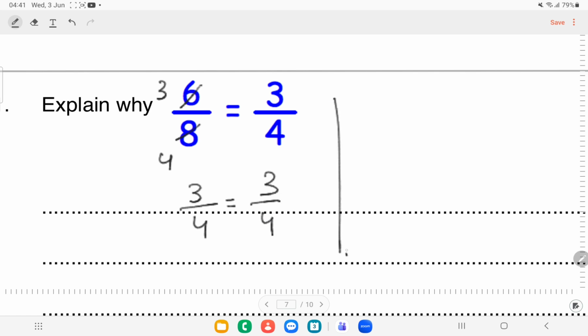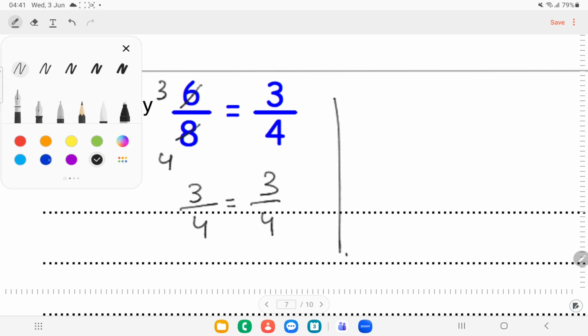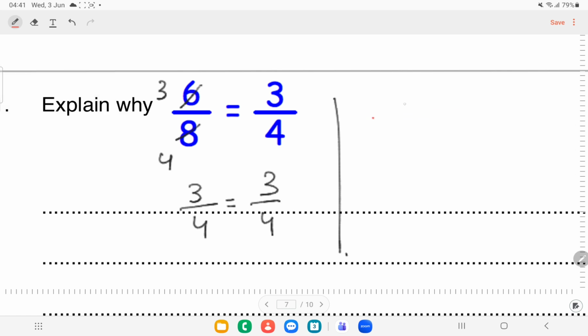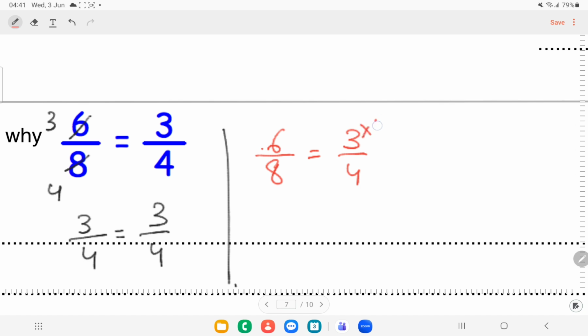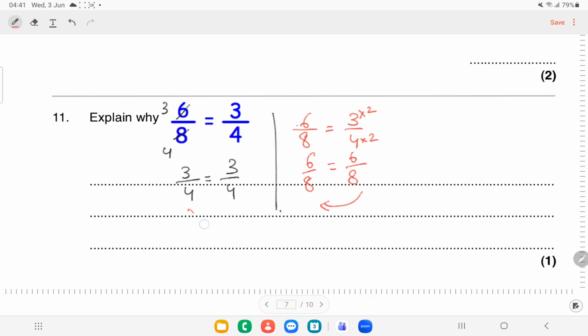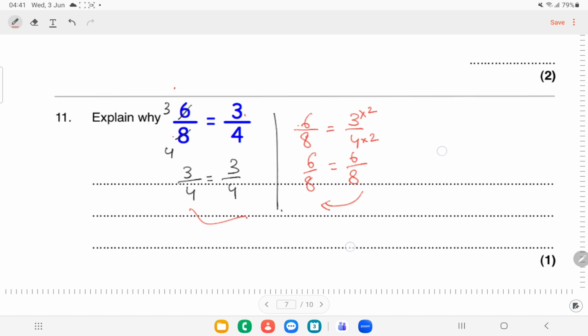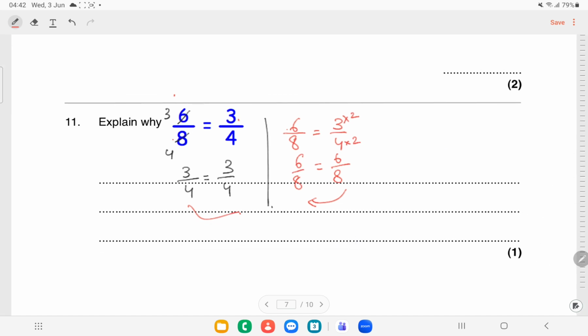Another method, you can solve like this. 6 over 8 is equal to 3 over 4. Now you can think like this. If I multiply both numbers by 2 on this side, we'll get the answer, which is 6 over 8, which is equal to this. Okay, these two are equal. If you simplify one of the fractions, the answer is similar to the other one. That is why both sides are equal.